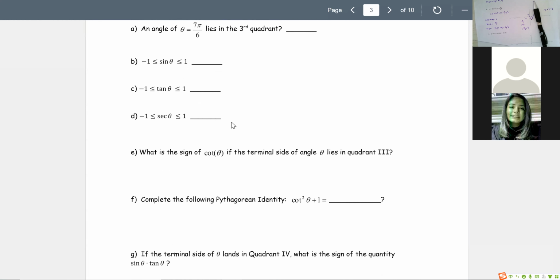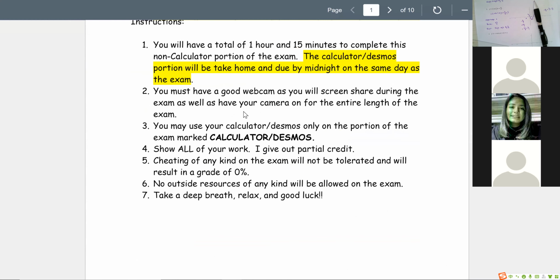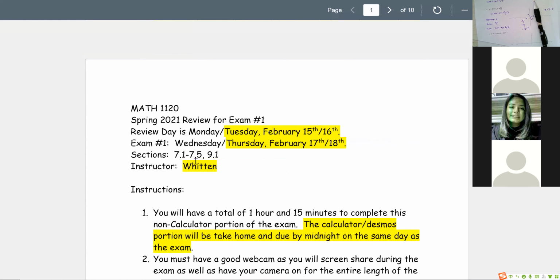Does anyone have any question? Wait, so is this a study guide then? Yes, the exam review is the official study guide for the coming exam. The coming exam will be very, very similar to this review. What sections is the exam on? The sections are written down here. All the important information should be written down somewhere. It says sections 7.1 to 7.5 and 9.1. That's it.